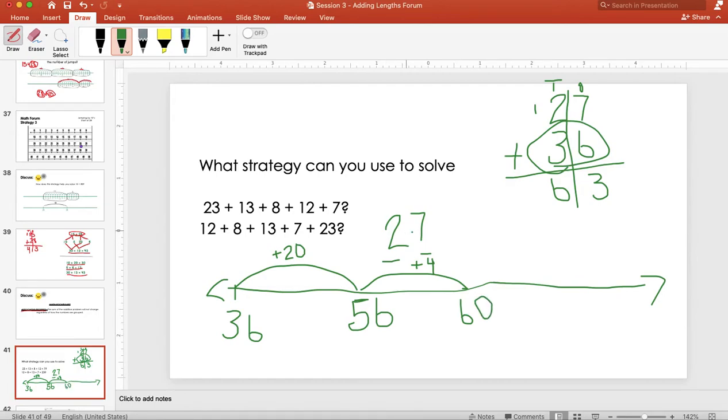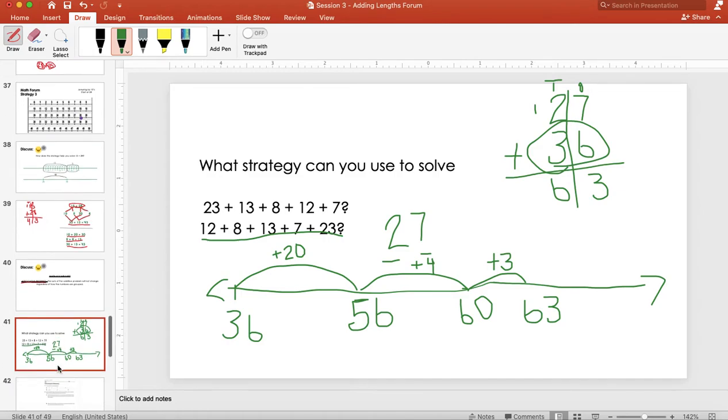Then I would only need to add 3 more because 4 plus 3 equals 7. So I would add 3 more. And then I would get the same answer of 63. Okay? So remember, when you see long equations like this, group them together to make it easier on you.